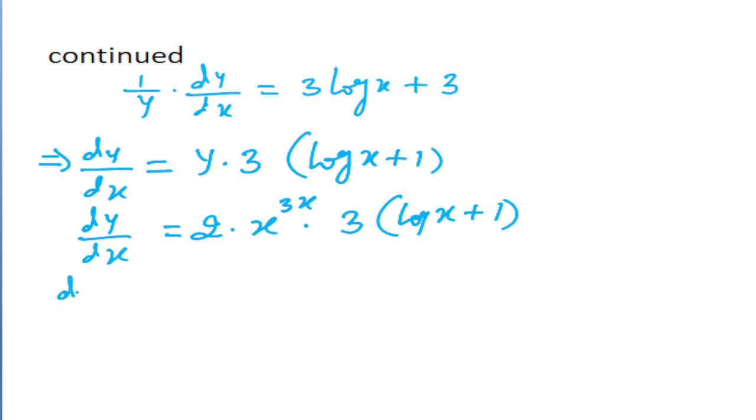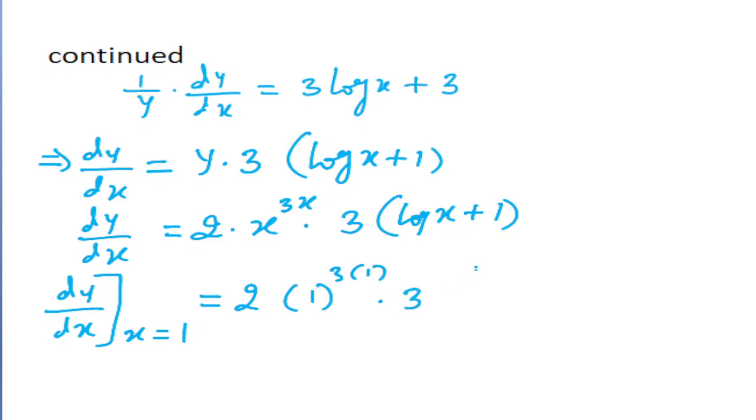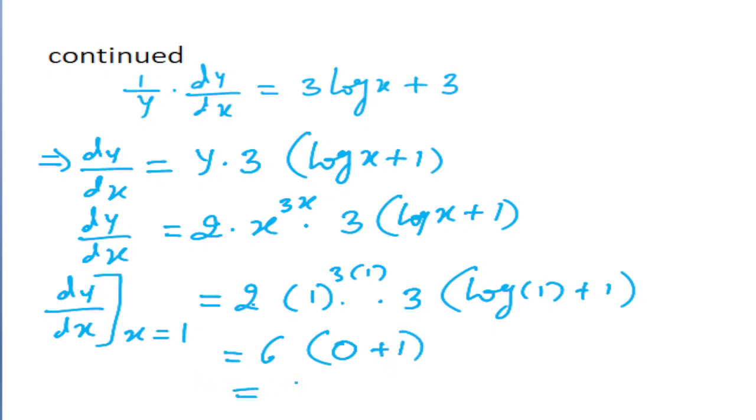This is our dy by dx, the differentiation of the function. But they are asking you to find dy by dx at a particular value, x is equal to 1. Let us substitute this value in the differentiated function. 2 into 1 to the power 3 into 1 into 3 of log 1 plus 1. Friends, what is log 1 value? 1 to the power anything is 1. 2 into 1 into 3 is 6. Log 1 value is 0, plus 1. So from this we'll get our answer as 6.